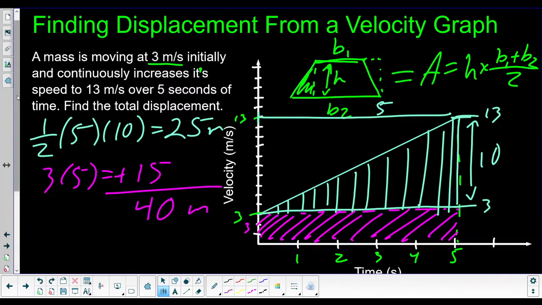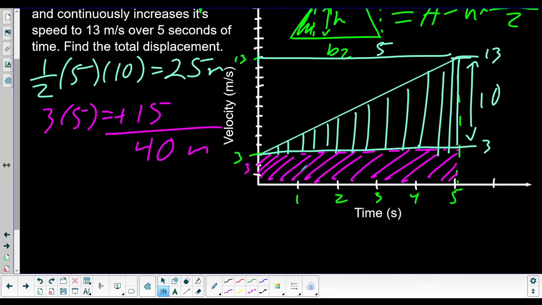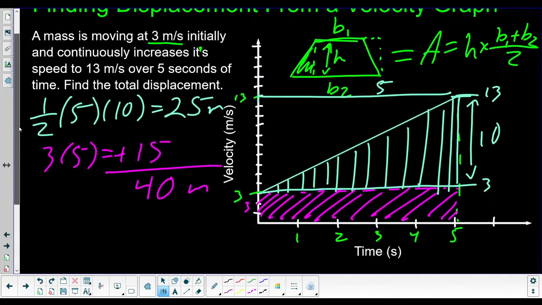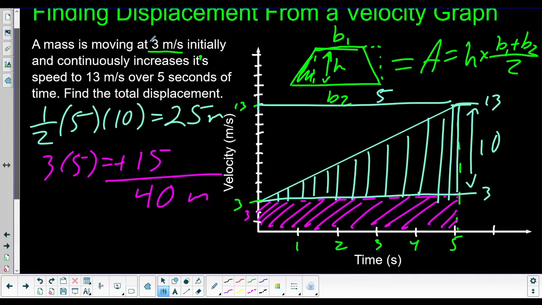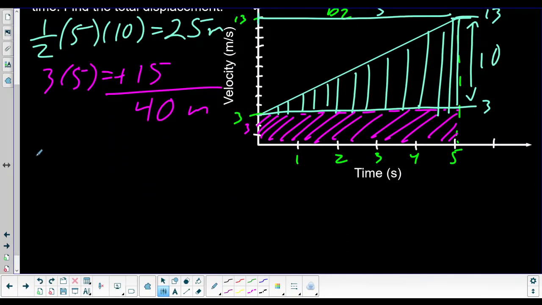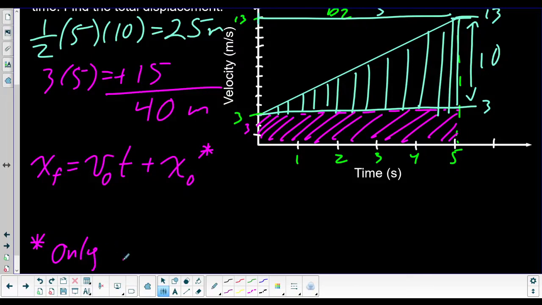Should be fun. Now, as I was saying, this problem you cannot solve with your displacement formula. And let's talk about why really quickly. Your final position, or your final displacement, equals your initial velocity times time plus your initial displacement. There's kind of like a star asterisk here, and then the footnote says only for constant velocities.